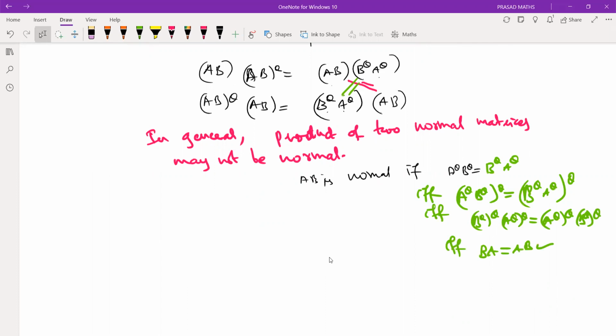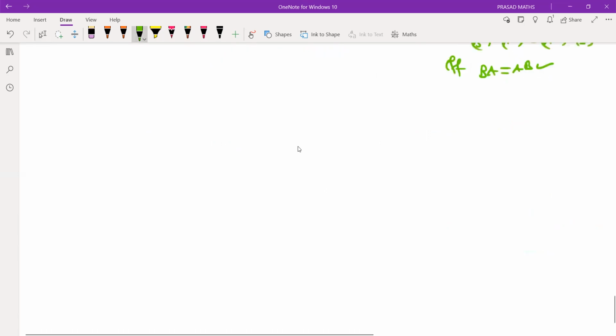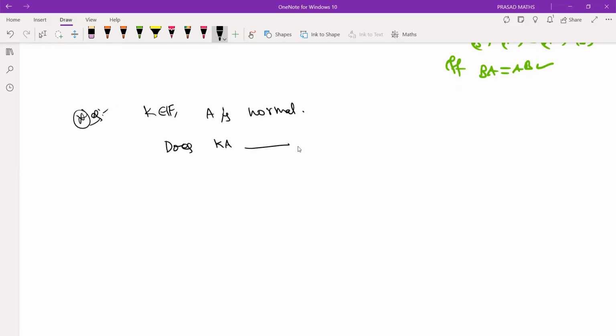Is it clear? In general they may not be commutative, but if you provide normal matrices which are commutative, then the product is always normal. That is what we actually think. Next, what about scalar product? Take K as any scalar and A normal. Does it mean that the scalar product is normal?